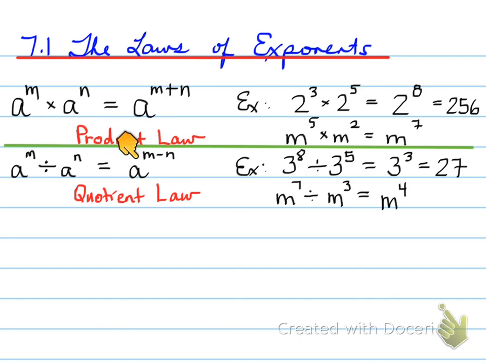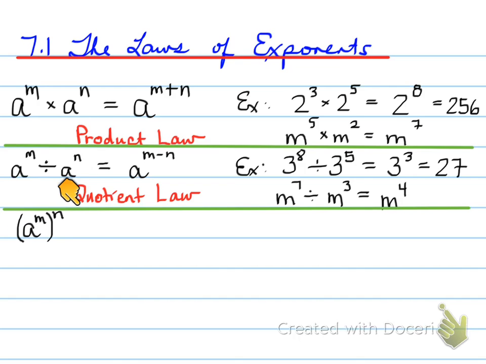So I can take m take away n. 8 minus 5 gives us 3. 7 minus 4 gives us 3. So the idea, as long as the bases are the same, we can subtract the exponents, known as the quotient law. Next, you're given a power, so a power within a power.